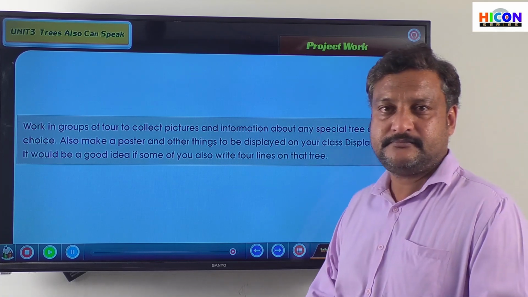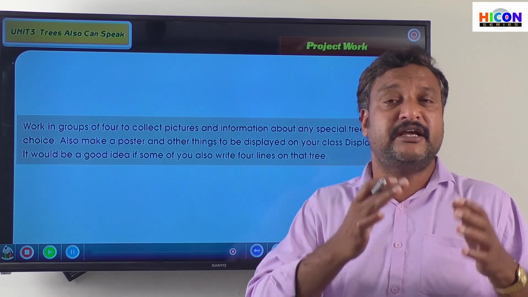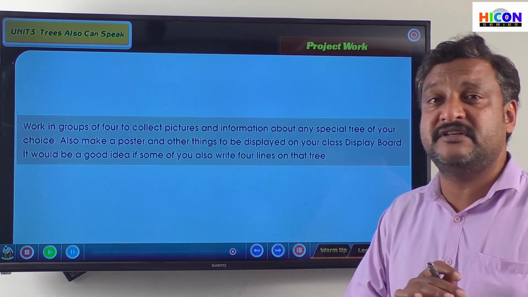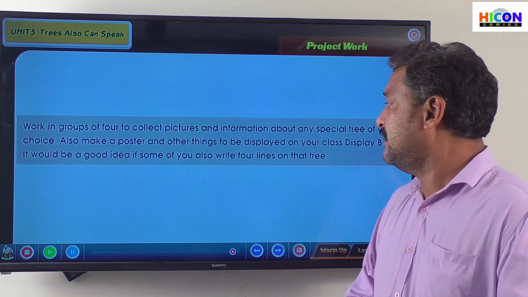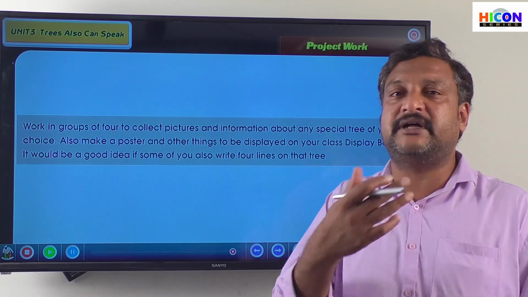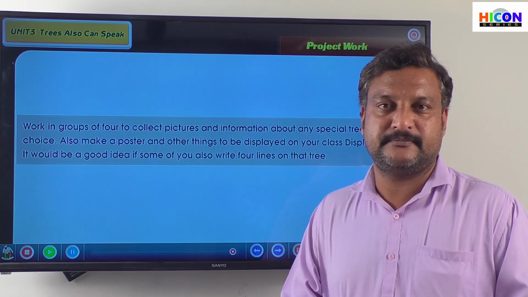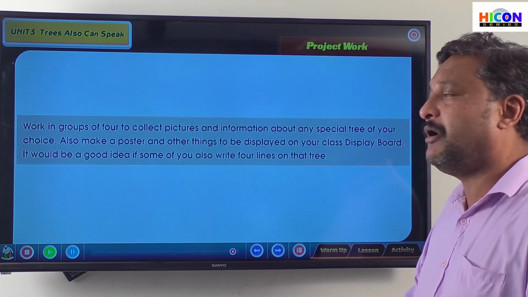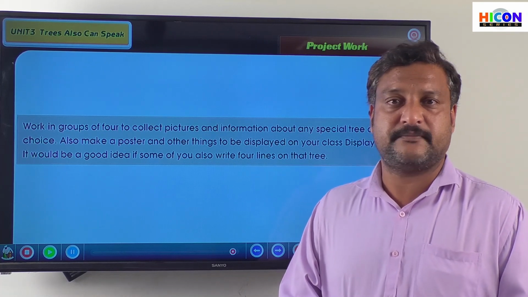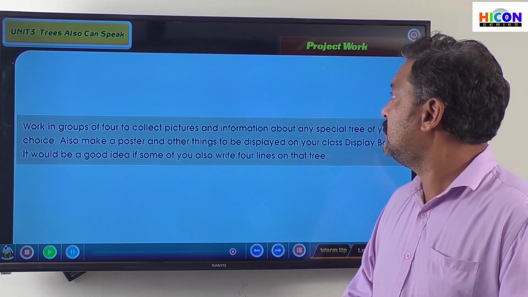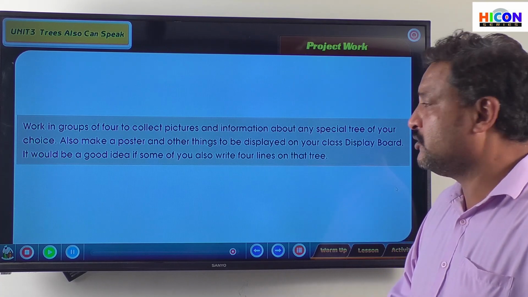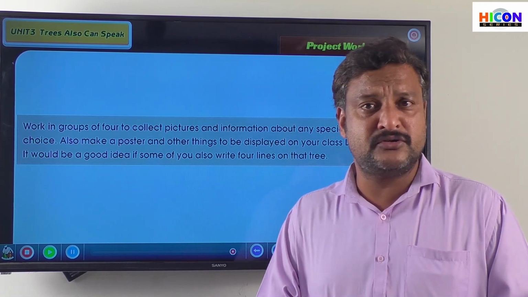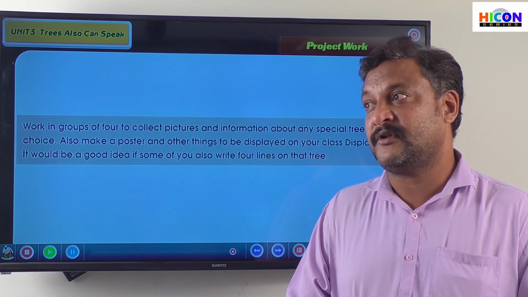a poster about a tree, and collect some major information about where we can find these kinds of trees and what the speciality of these trees is. And if you can write four lines yourselves, it can be great for you, right? So the project work is to find some special information about a kind of tree each. If we had been in the school, it might have been a group activity. Our friends also might have been able to join us. But now if you are interested, you can do it alone also. There's no issue in that. Okay?